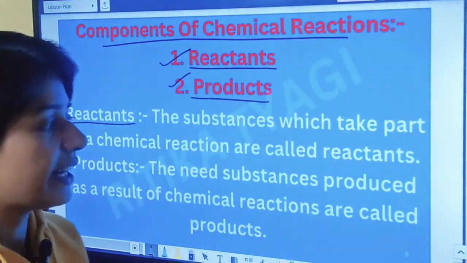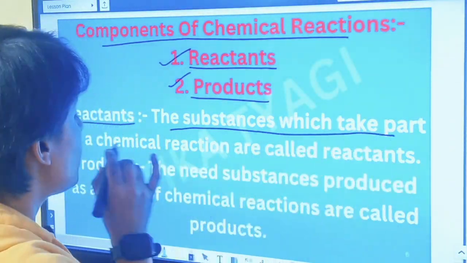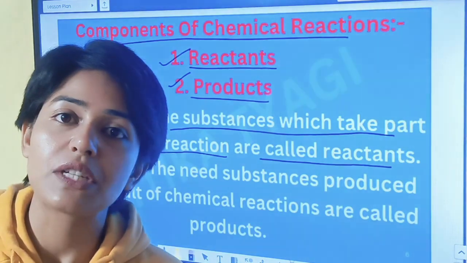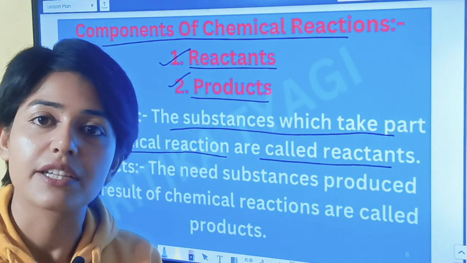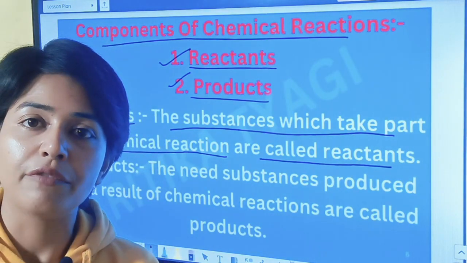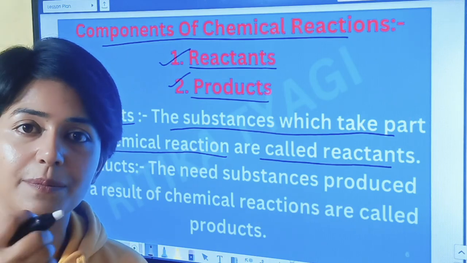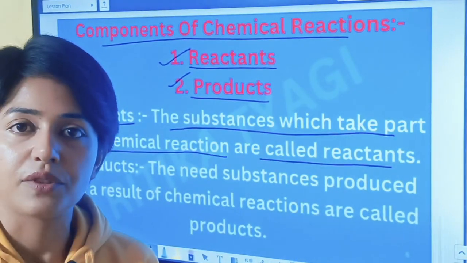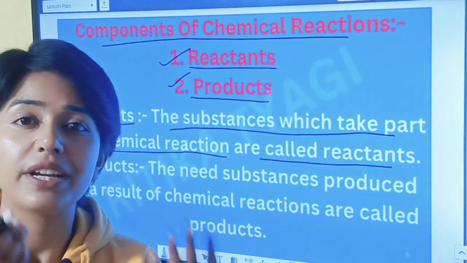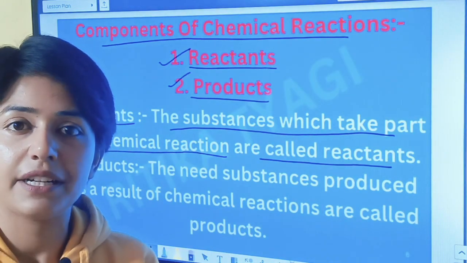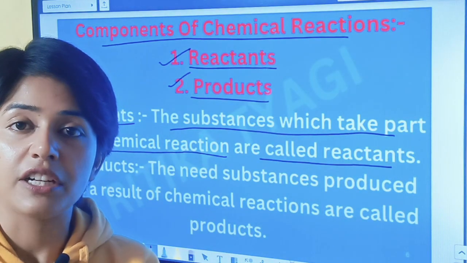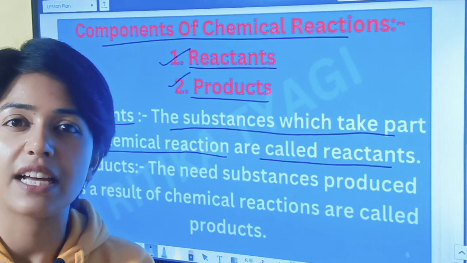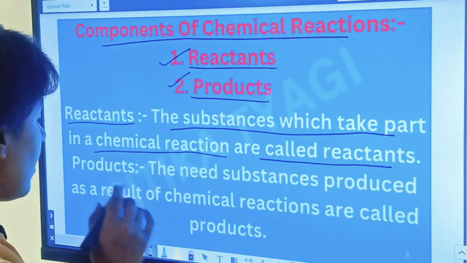Reactants. What are reactants? The substances which take part in a chemical reaction are called reactants. Means वे पदार्थ जो किसी भी reactions में participate करते हैं, those are reactants. The reactants are the substances which are ready to undergo a change, which participate in a chemical reaction, and undergo change to form a new product. Then these substances are known as reactants.